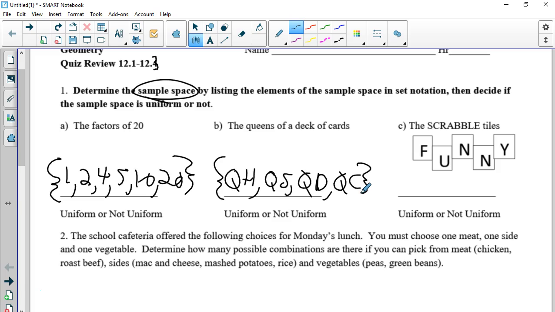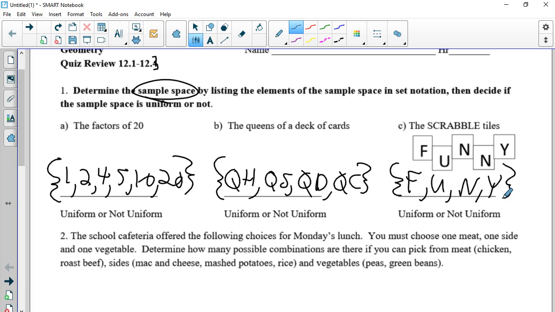Okay, now, here's the challenging one. The challenging one is the Scrabble tiles for the word funny. Well, we want to write down just the tiles that are there, but not all of them are there, because we have F, we have U, we have N, and we have Y. The reason we don't write both N's is because one N represents the letter N. We don't need to write both of them. But it is redundant. We're just writing what letters exist in the sample space. N's already been stated, so we don't state it again.